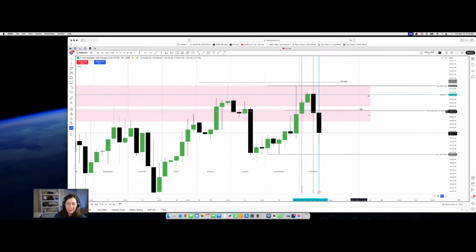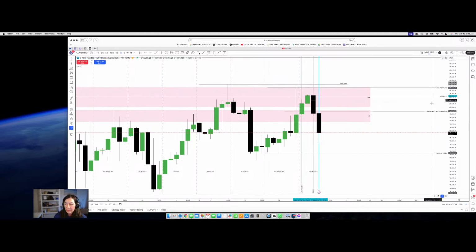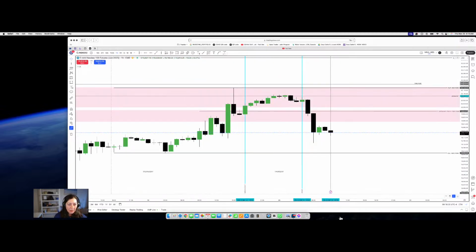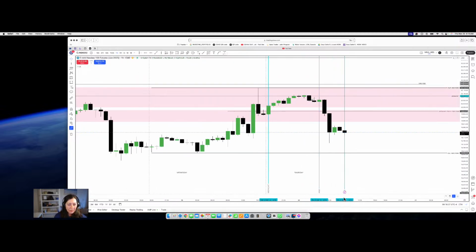I don't like to have too many things on my chart. I like to keep a chart that's relatively clear. Okay, so that's our 4-hour. That's what we're looking at. Prior to last night and yesterday, we've had a bit of a move up here. Okay, I'm going to go down to the 1-hour for even more information.